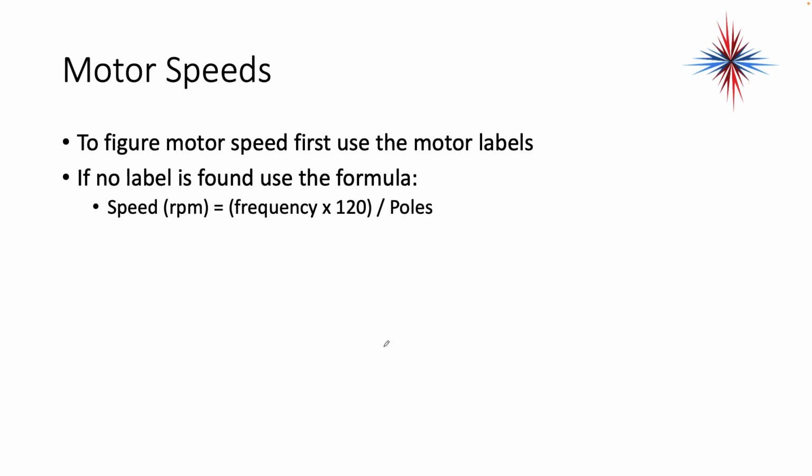To figure out the motor speed, first use the label and find the number of poles. Or sometimes count the number of poles. The RPM is the frequency, which in the United States is 60 hertz, times 120 divided by the number of poles. That's going to be your speed. Frequency times 120 divided by the number of poles. This is in parentheses, so you're going to do this first, and then you're going to divide it by the number of poles.